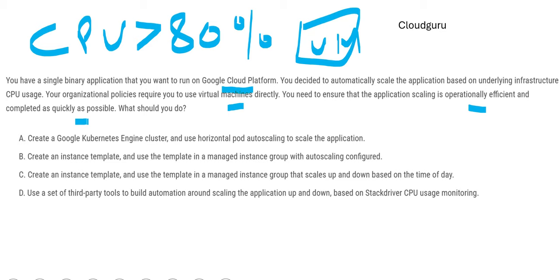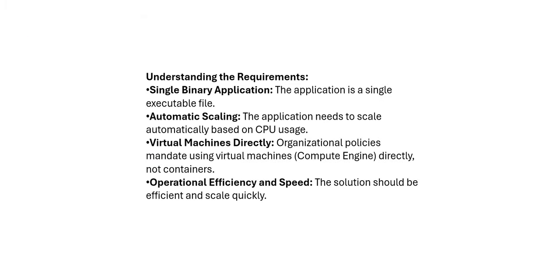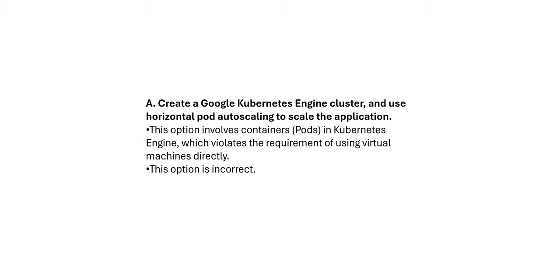So here they are telling what, let us analyze the need here. It is a single binary application. You want to set up automatic scaling. You want to use virtual machines directly. You need operational efficiency and speed. A says, guys, I'll not worry too much. I will straight away use GKE, that is my Kubernetes Engine cluster, and use horizontal pod scaling.